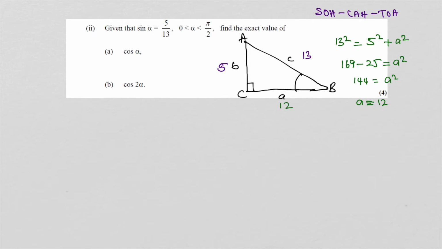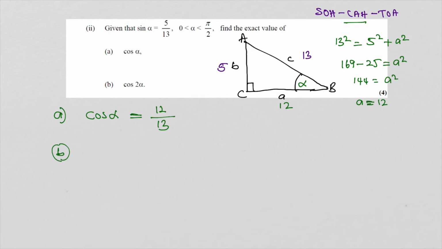So this is 12. To find the cos, for question A, cos alpha will be, and cos is adjacent over hypotenuse. The adjacent is 12, if this is alpha, so that will be 12 over 13.